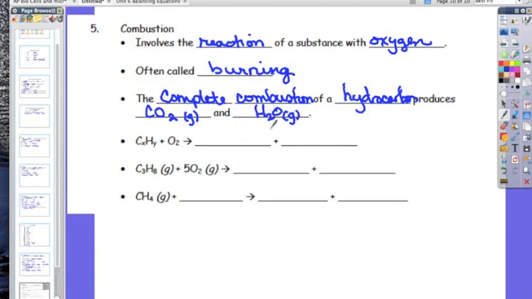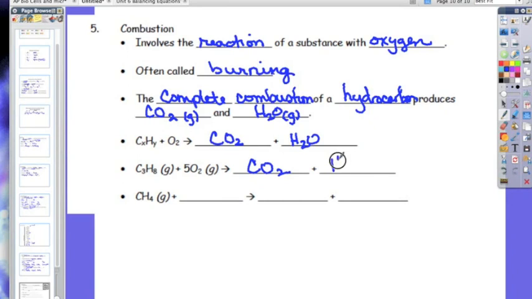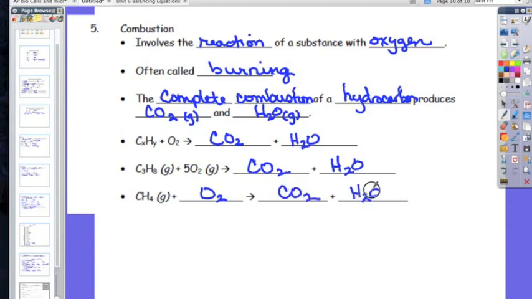So it produces the same two products all the time. This would be CO2 and H2O. And if this is going to combust, we would do O2, and then this would be CO2 and H2O. So we'll work on those some more in class and work on balancing those. But those are your 5 types of reactions, and we will be looking at different reactions and classifying them as one of these 5 types of reactions. Okay, see you in class.